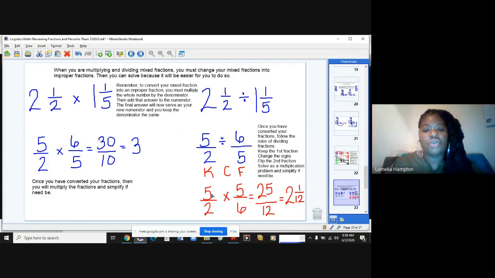So I'm simply going to multiply 5 times 5 gives me 25, and 2 times 6 gives me 12. Now, I have an improper fraction here. You do not want to leave your fractions improper. Okay, this is not the right thing to do. So make sure that you remember how to convert your improper fractions to mixed fractions. Okay, and my answer here would be 2 and 1/12.